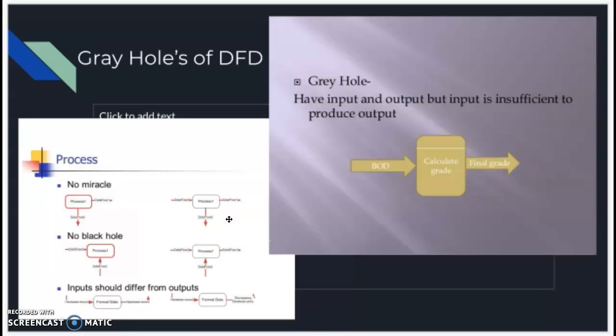A gray hole is where a process has at least one input and one output, but the input does not generate enough output shown.